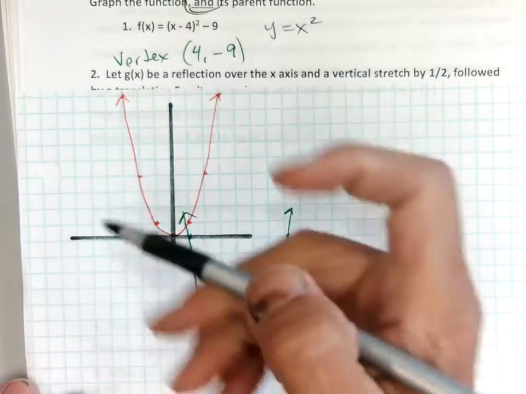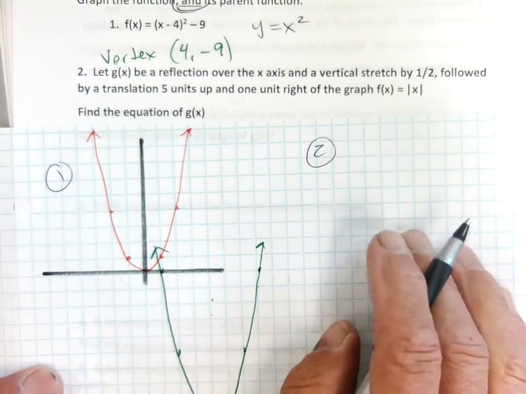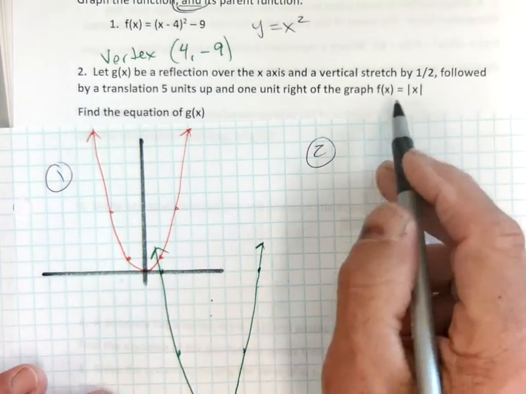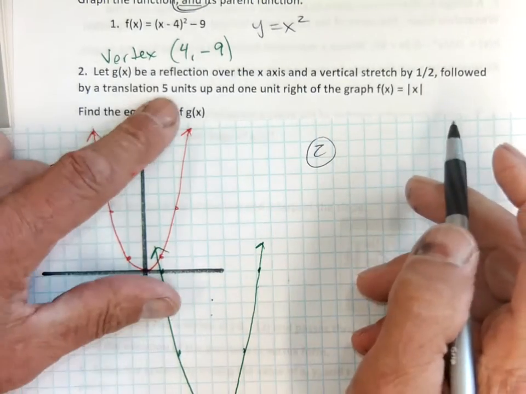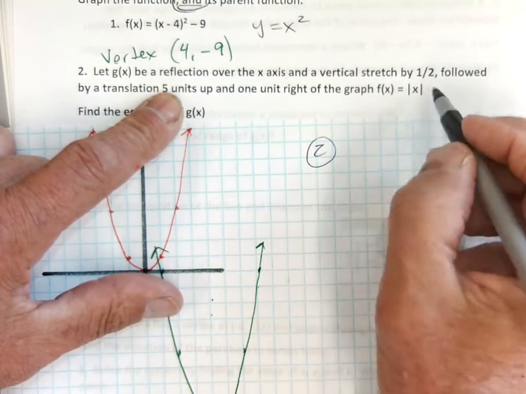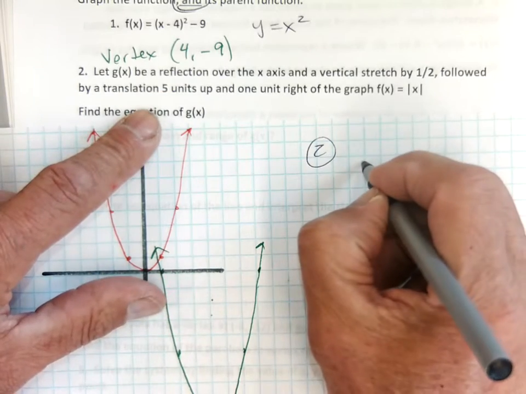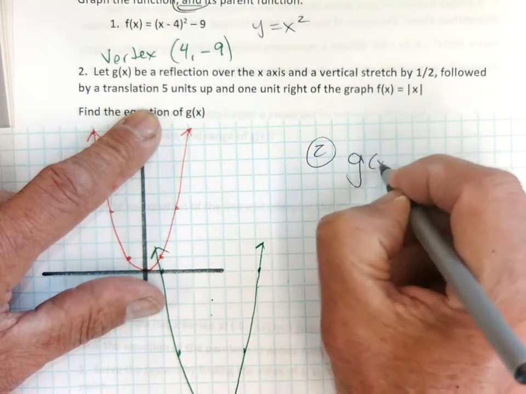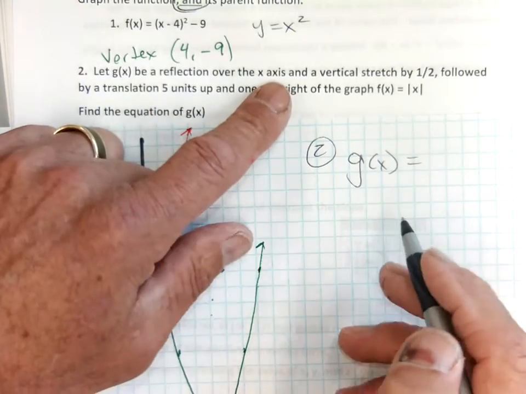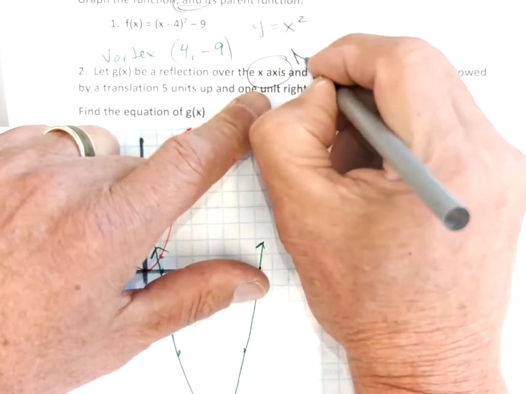All right, let's take a look at number 2. Number 2 says that g of x can be reflected over the x-axis with a vertical stretch of 1/2, followed by a translation 5 up and 1 unit to the right of f of x. So this is an absolute value. So we're going to take g of x and reduce some things. First of all, to reflect it over the x-axis, it makes it negative.